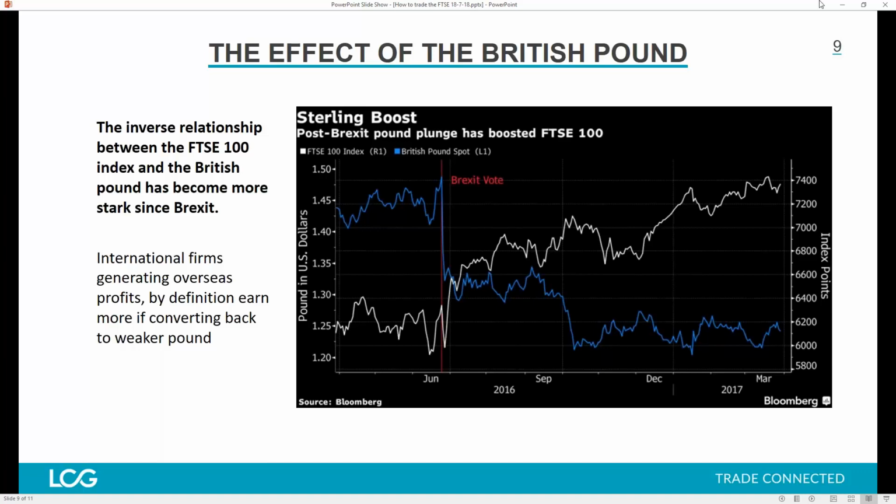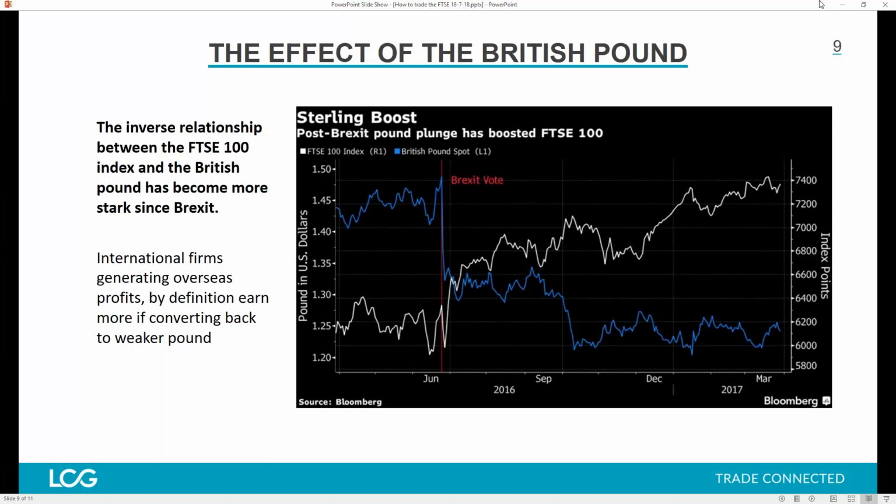And then, as I've mentioned a few times here, just the effect of the pound. This is the chart I pulled up from Bloomberg. Generally, there is an inverse relationship, and it just is because international firms generating overseas profits, by definition, will earn more if they're converting back those overseas profits into a weaker pound. So all of those, for example, euros will be worth more pounds if the pound is weaker. So then when they're advertising their profits in pounds, they get more pounds for every euro they've made overseas, for example.